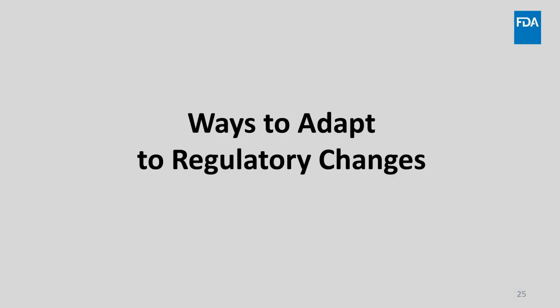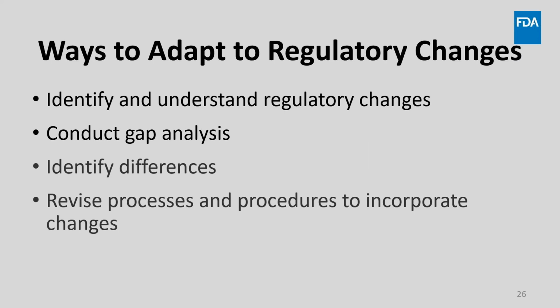Adapting to regulatory changes is crucial for maintaining compliance and moving towards greater global harmonization. Here are a few ways to adapt to regulatory changes to promote consistency in the regulation of devices as well as maintaining compliance. Identify and thoroughly understand the new regulatory changes to ensure you are aware of all new requirements. This will include ensuring you obtain access to the regulation, standards, and other supporting documents.